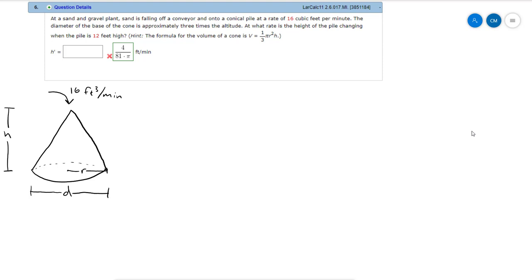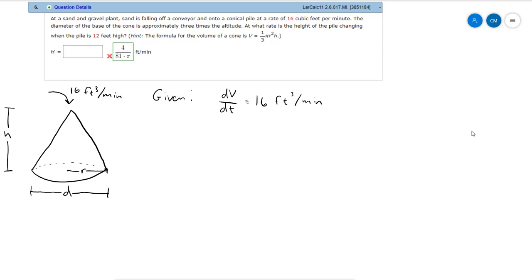So what are we given in this problem? We're given that the volume of the cone is changing at this rate, 16 cubic feet per minute. So that means dV/dt is equal to 16 cubic feet per minute.